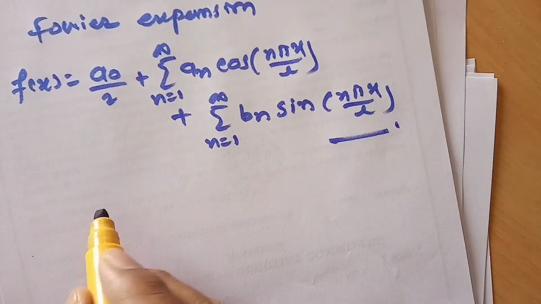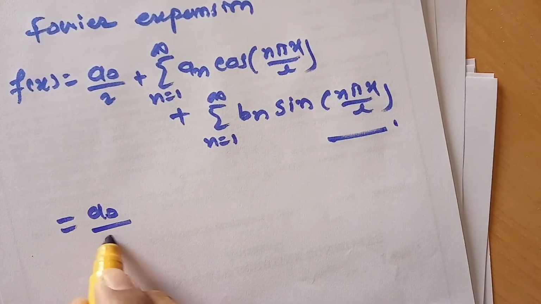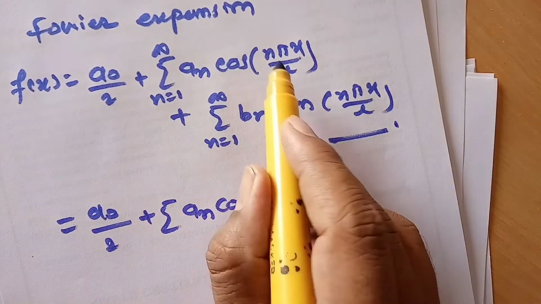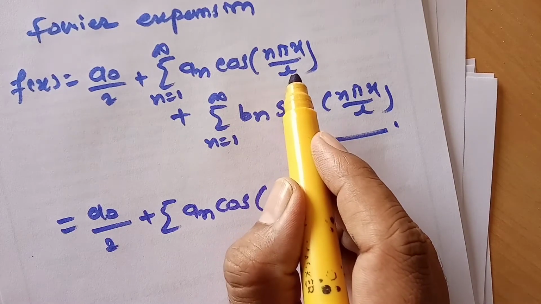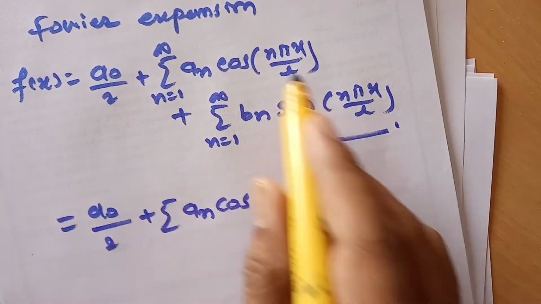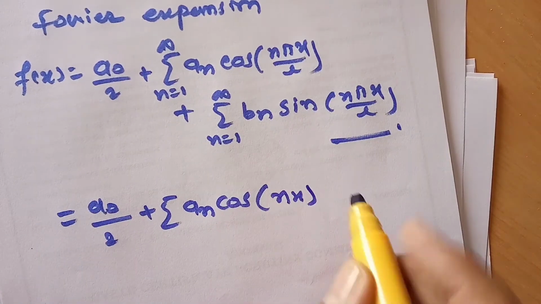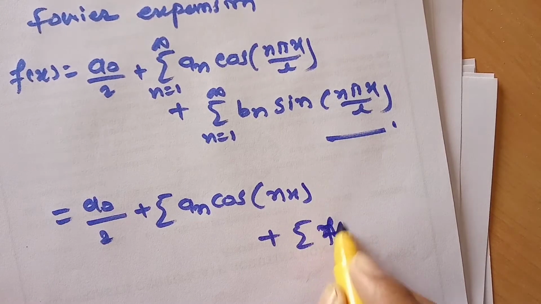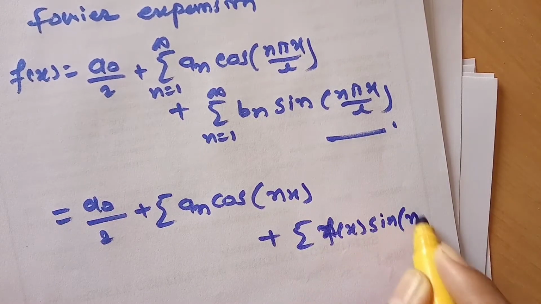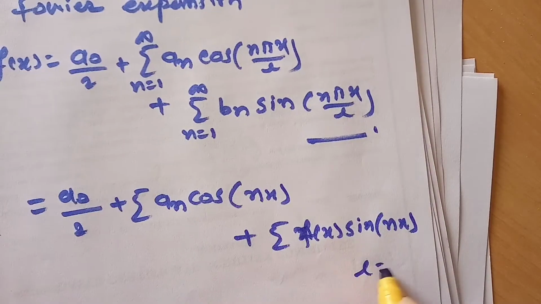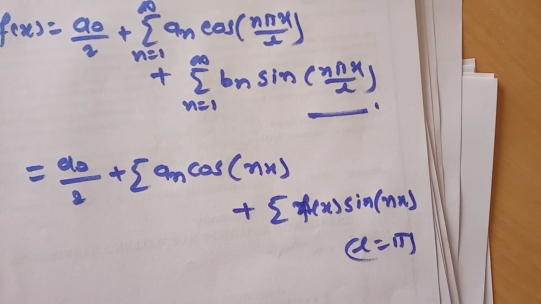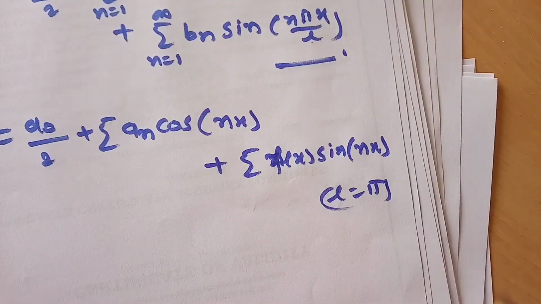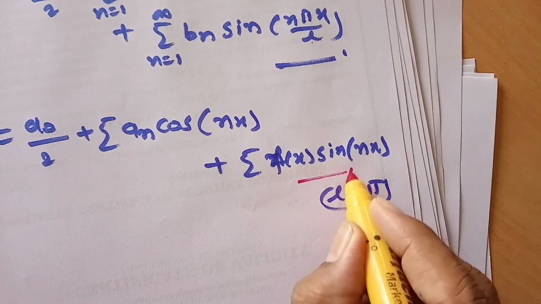Now I will put the value of π: a0/2 + summation aₙ cos(nπx/L). The value of L is π, and π gets cancelled, so this is nx, plus summation bₙ sin(nx), because we are putting L equal to π. The π gets cancelled, and I will write this as equation number star.